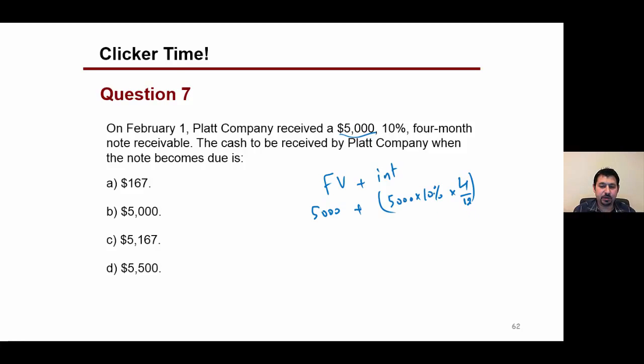The 4 over 12 is because it is a 4-month note, and as you remember, it is always an annual rate. So here it is 5,000 plus 167, which is equal to 5,167. That would be the amount that the company will be receiving on the maturity date if the maker of the note receivable honors that note receivable.